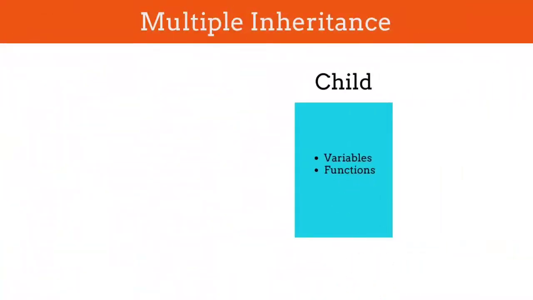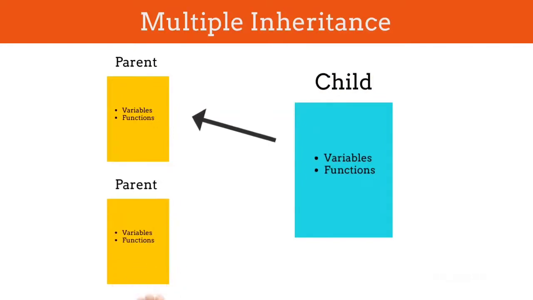Fourth type is multiple inheritance. In this type, one child class can have two parent classes, and the child class can use the variables and functions of both the parent classes. To implement this type of inheritance, we have to use a special class called interface. We will see the information about this type of inheritance in a separate video.